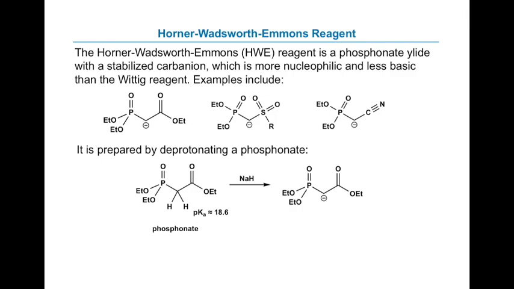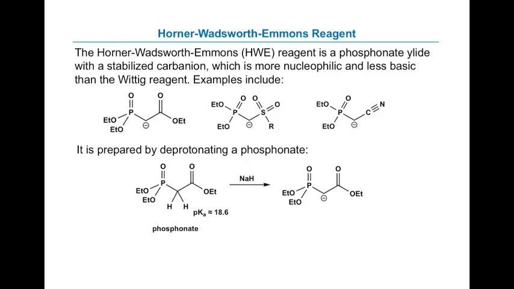The HWE groups are slightly different. They still have a phosphorus in them. They're usually what we call phosphonates. Instead of being a trivalent phosphorus, they're now the pentavalent phosphorus. These have P double bonded O already baked into them. So this is the part that, instead of triphenylphosphine, you've got these phosphonate compounds.